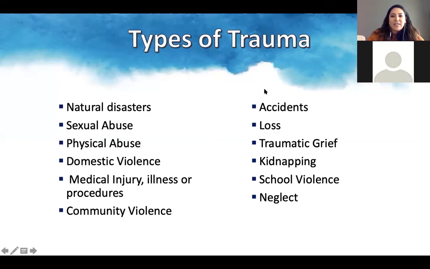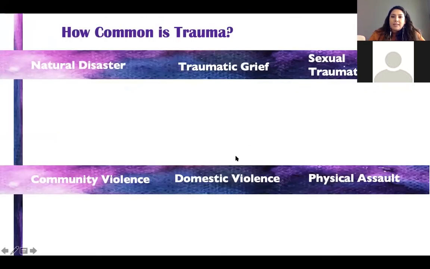Okay, so in terms of the types of trauma that we think about: natural disasters, accidents, sexual abuse, loss, traumatic grief, domestic violence, medical injury, illness or procedures, community violence, school violence, neglect, and kidnapping. These are some of the very common instances that we consider to be traumatic events. So how common is this?